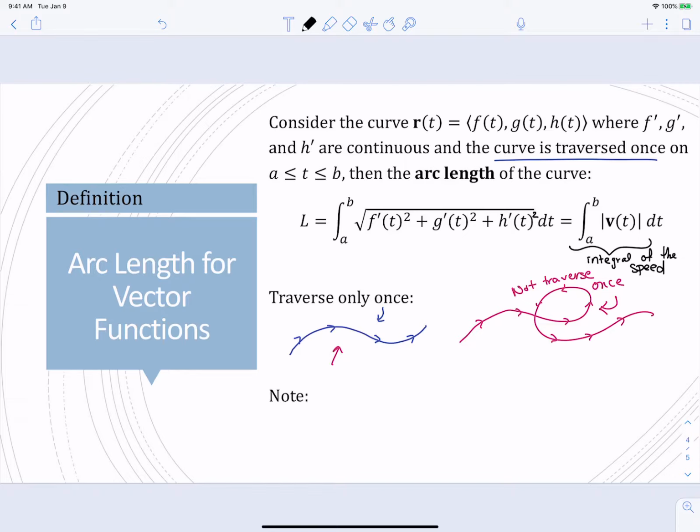Very loud. So that was our note, that this arc length is going to be the integral of the speed, or you could write it as the derivative of our position function, as vector valued functions. That was our little extra note that we want to pay attention to. It's kind of interesting that we get the integral of our speed.